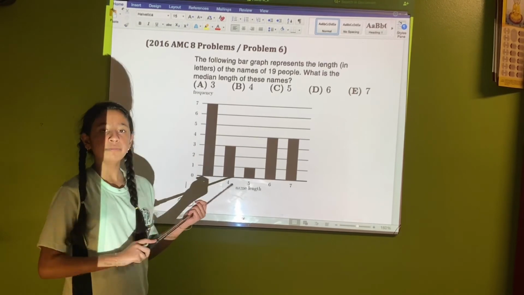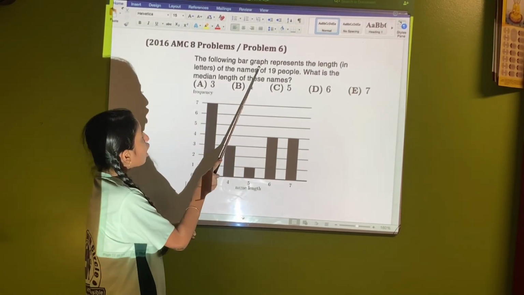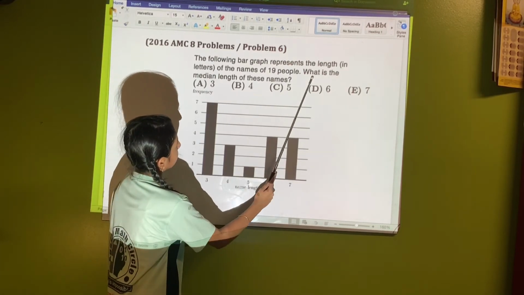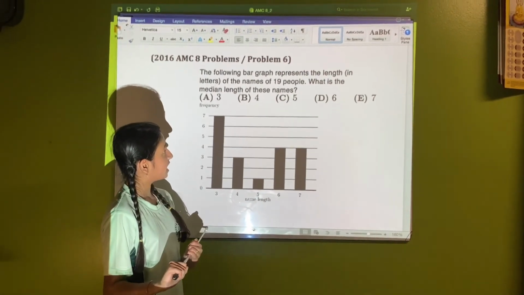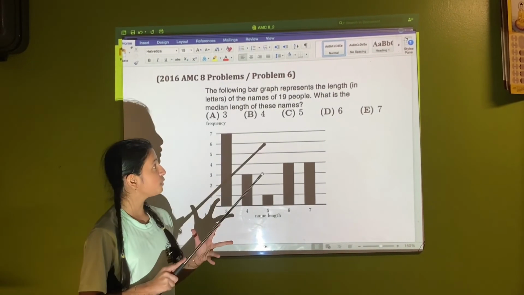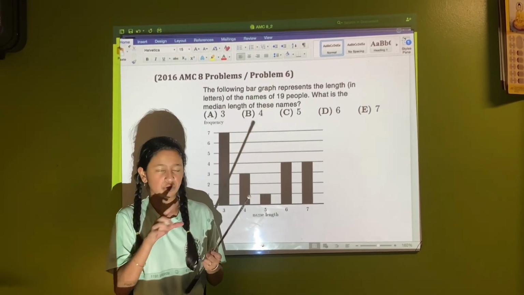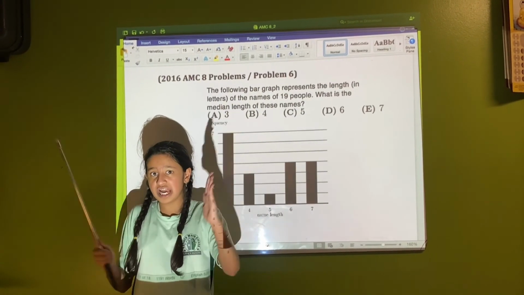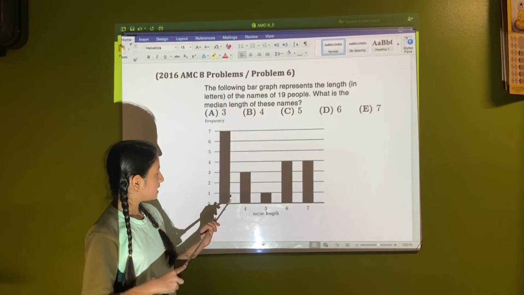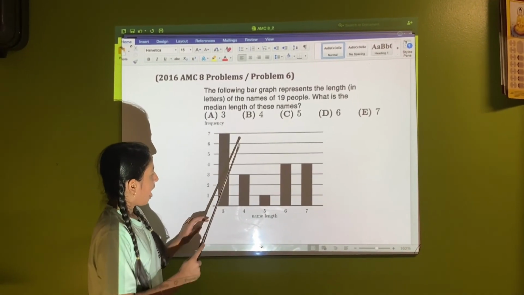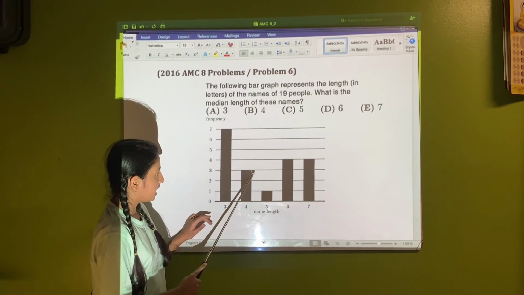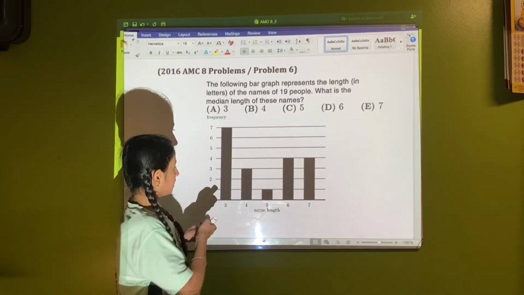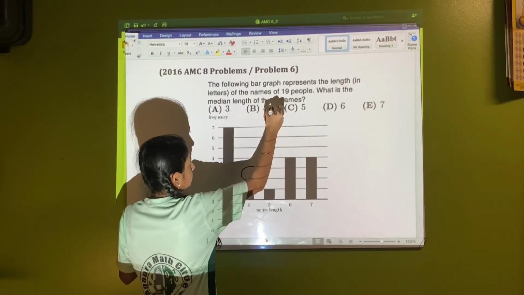Okay, here's another problem. The following bar graph represents the length in letters of the names of 19 people. What is the median length of these names? So we know that there's a total of 19 people. So the median is going to be the 10th one. 19, 9 on each side, the median is going to be the 10th one. As we see here, this is the 7th one, and then we have the 8th one, 9th one, and 10th one. So that's why the median is 4. Because this is the median, 4. B.